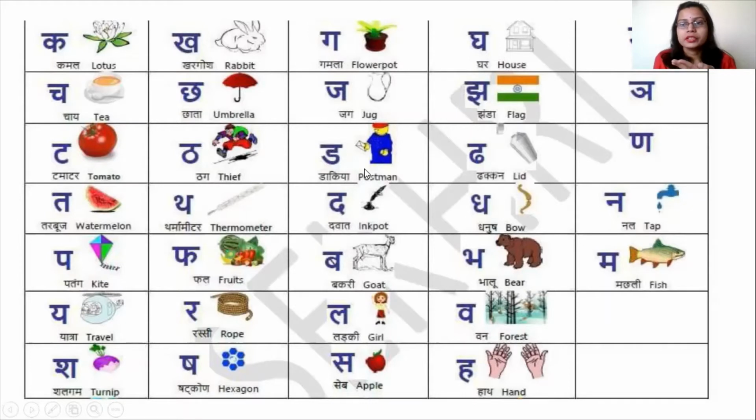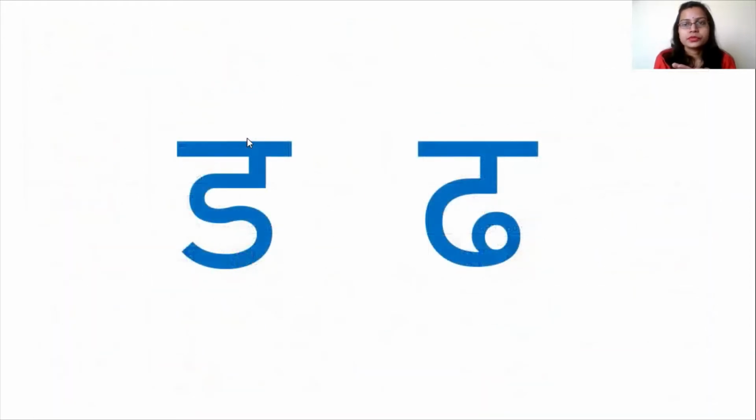Okay, so remember that when you're saying the soft letter, first line, you won't feel anything on your palm. But when you say the letter hardly, like K and G, you will feel air on your palm. Okay, so let us move to today's letters. So we are going to do letter D and Dh. Let's see how to write the first letter. So I'm going to explain that.